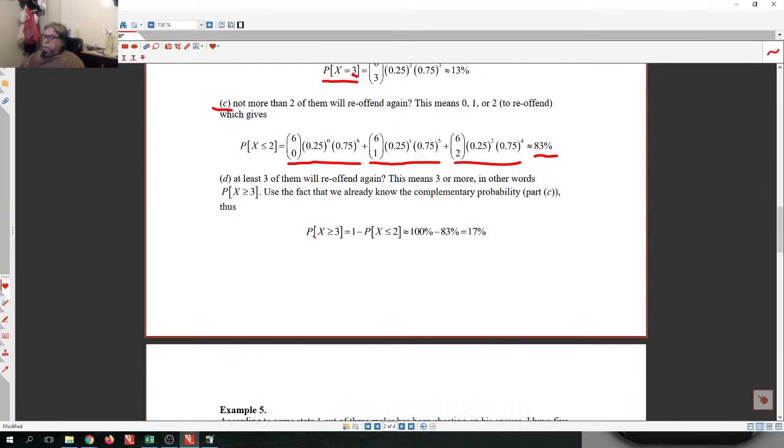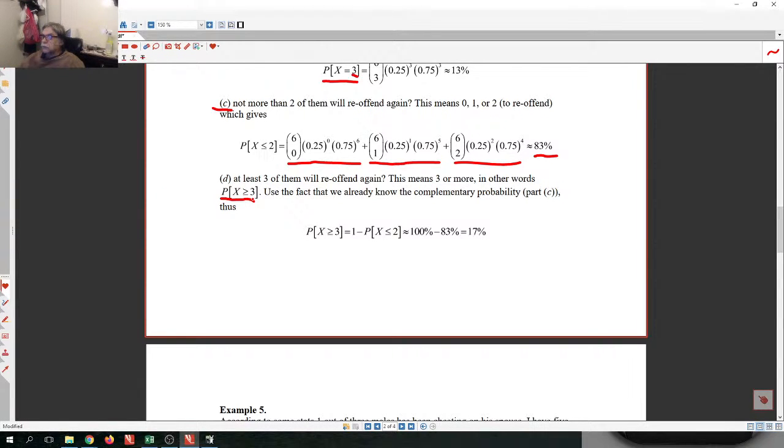Next one. At least 3 of them will reoffend again. That means 3 or more, right? 3, 4, 5, or 6. That is at least 3. The probability that X, the count of reoffenses, a binomial random variable, is at least 3, bigger or equal to 3. And I said it in class once that in real language we don't use greater than or equal. We just say no less than 3 or at least 3. That means greater than or equal. Okay, so that's what we're looking for.